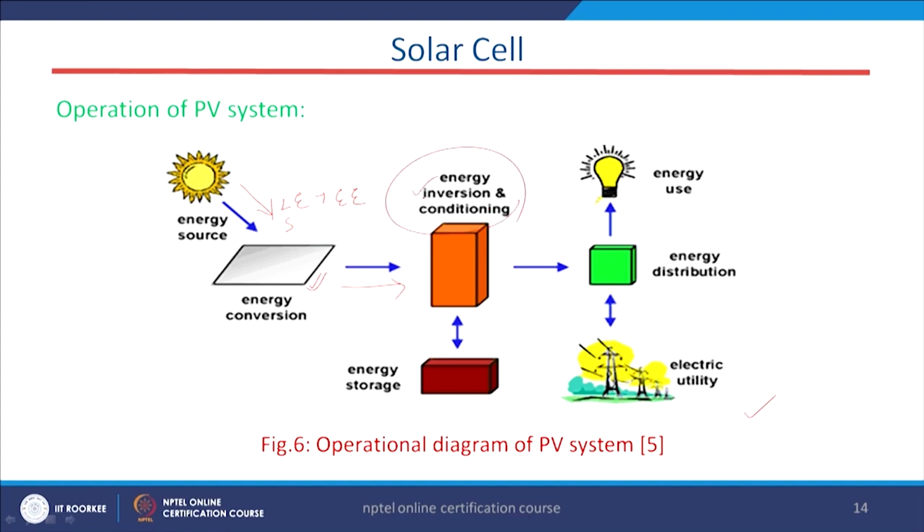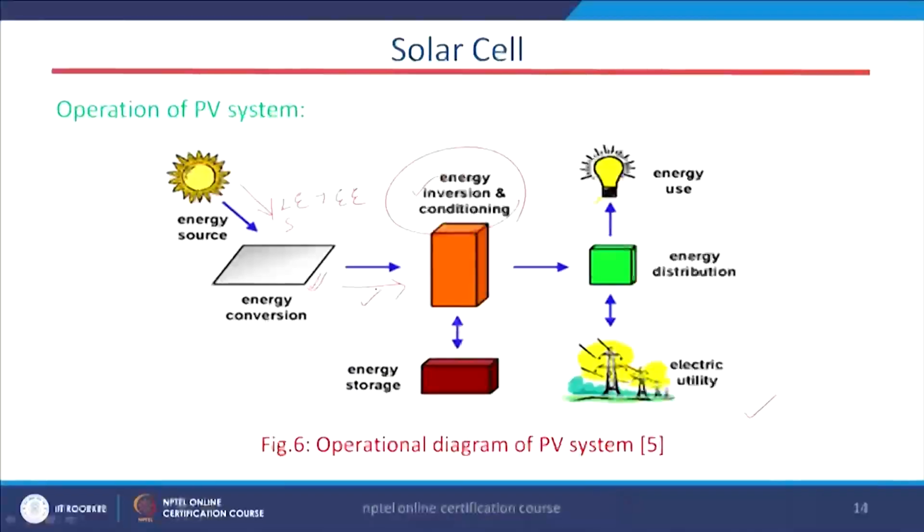The energy conversion means, if you see the output of a solar cell, it is basically DC. So we have to convert this DC voltage, current or power to AC. For this DC to AC conversion we need an inversion, we call it an inverter. The inverter changes the DC to AC. This conditioning is also necessary, because DC has zero frequency, but here we have to match the frequency according to our requirement.